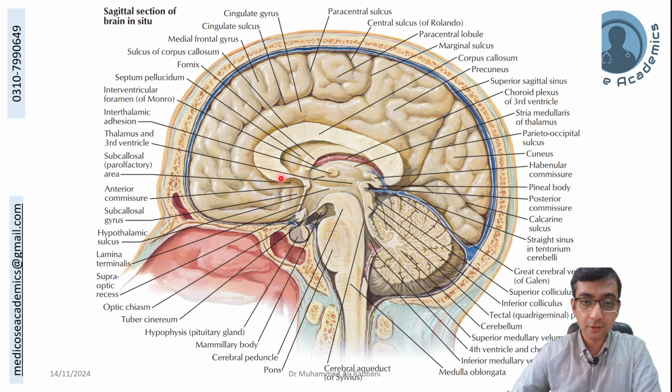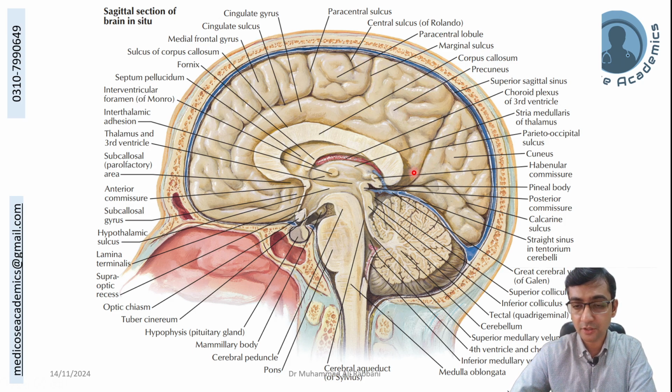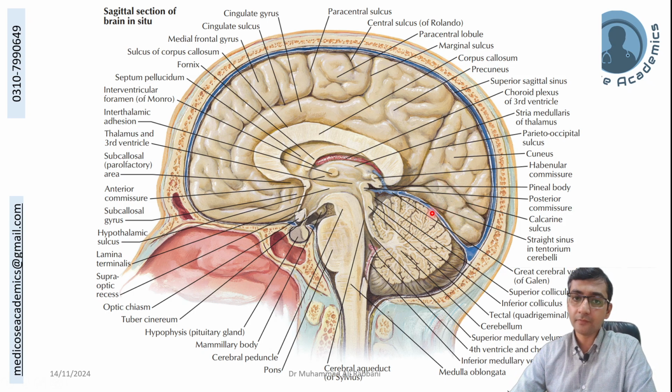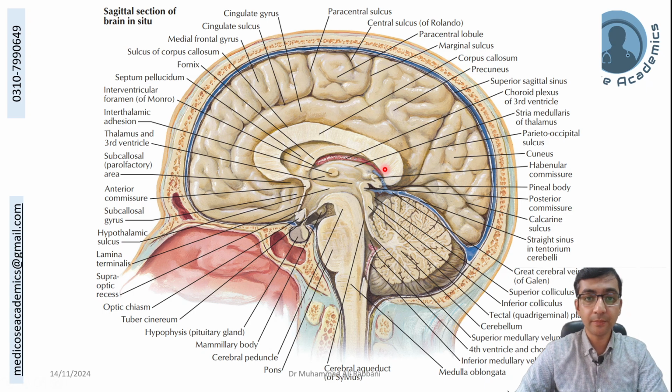So on the medial aspect, we have done most of the structures that are visible. That includes corpus callosum, rostrum, genu, body, splenium. There is septum pellucidum between corpus callosum and fornix, callosal sulcus, cingulate gyrus, cingulate sulcus, medial frontal gyrus, paracentral sulcus, paracentral lobule, central sulcus, marginal sulcus, precuneus, parieto-occipital sulcus, cuneus, lingula, and calcarine sulcus. Then here is the cerebellum and the great cerebral straight sinus, after joining of the great cerebral vein of Galen. So this is regarding the medial aspect.